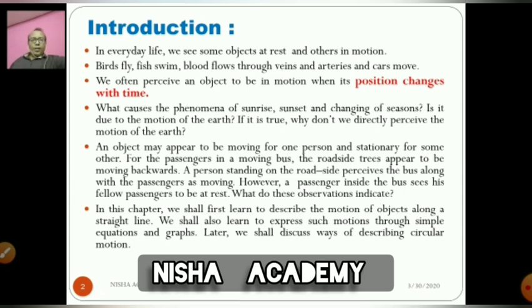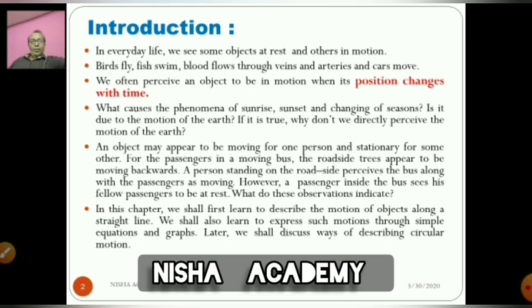An object may appear to move for one person and be stationary for others. For the passengers in a moving bus, the roadside tree appears to be moving backward. A person standing on the roadside perceives the bus along with the passengers as moving. However, a passenger inside the bus sees his fellow passenger at rest. So, these are the different observations we have.